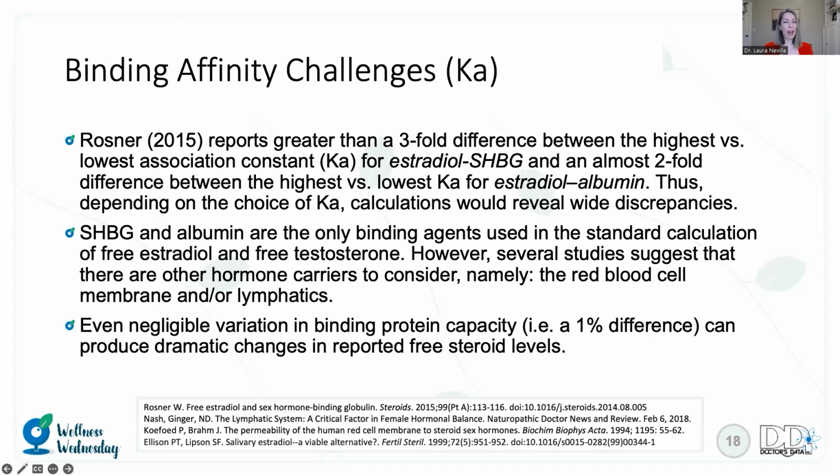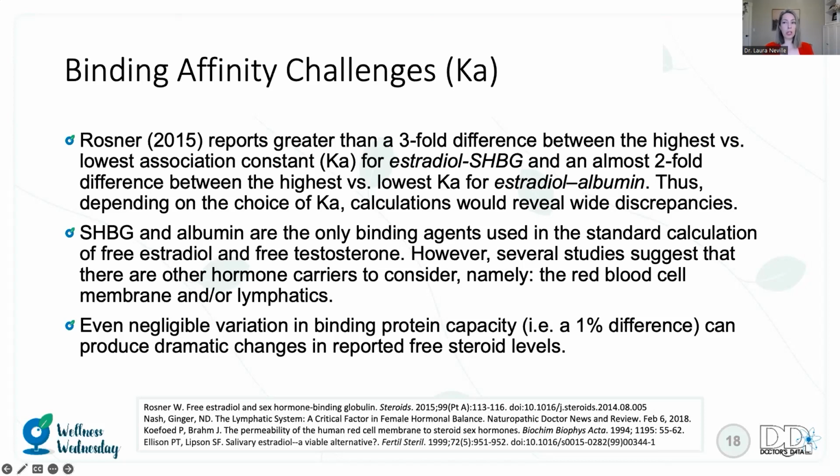Sex hormone binding globulin and albumin are the only binding agents that are used in that Vermeulen calculation that is so popular. But we have other studies suggesting that there's other hormone carriers, not just those two things. So red blood cell membrane, highly, highly likely that this is a huge carrier of sex hormones, especially for transdermally applied hormones in hormone replacement therapy. And I'll talk quite a bit about that.